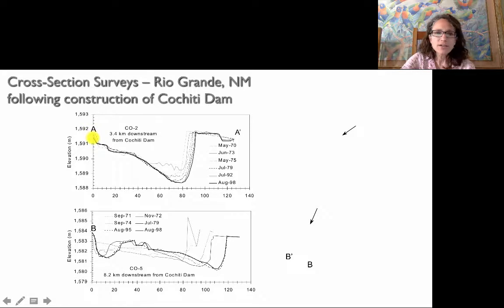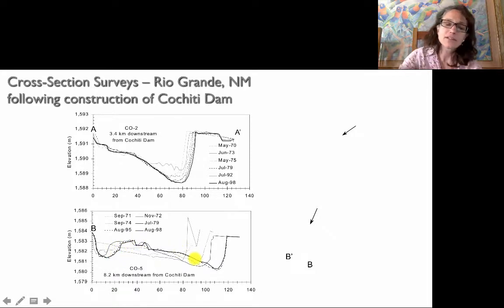So this is on the Rio Grande, downstream from Cochiti Dam, which was constructed in 1973. The little dashed line was in 1970, and the darkest line is 1998. So you can see that the bank retreated about 10 feet or so. And this is on the outer bank of a meander. This whole channel shifted and has developed an island.